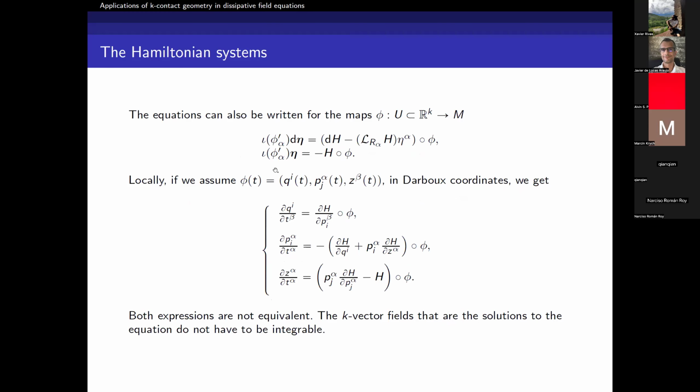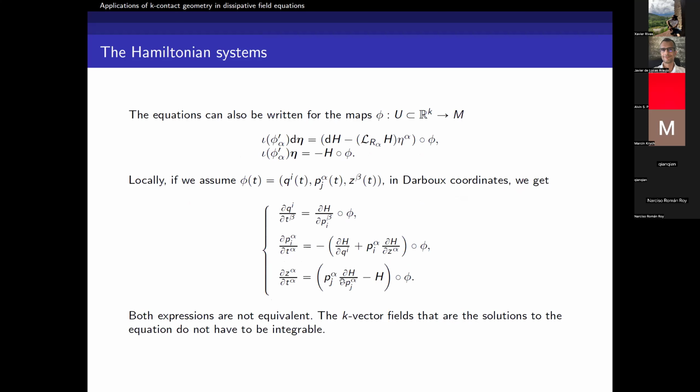The equations can also be written for the integral sections. Then they look like this, and if we write the integral sections in Darboux coordinates, we have a system of equations that look like this.